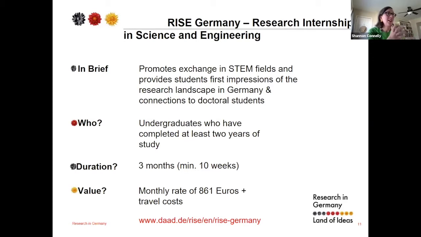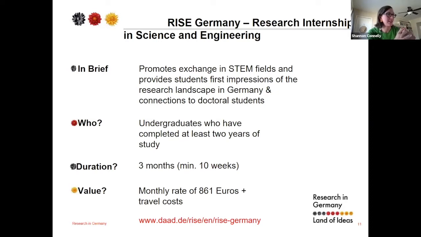Who's eligible? Undergrads who have completed at least 2 years of study by the time that they begin their internship. The duration of this summer internship is 3 months. It can be a maximum of 90 days, minimum of 10 weeks, and it does happen in the summer. And it's a paid internship. These rates, I should say, have just gone up from last year. So it's a nice package of support.